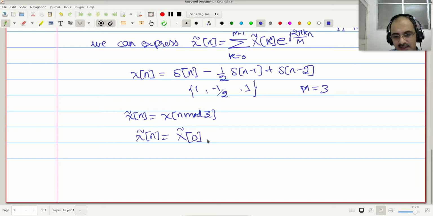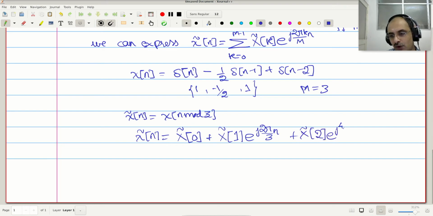is I'll expand the summation above as x tilde 0 when I put k is 0, plus x tilde 1 e power j 2 pi by 3 n plus x tilde 2 e power j 4 pi n by 3, because I put k equal to 2. This is the claim. Now I have 3 equations and 3 variables. So let us see how we can solve it.